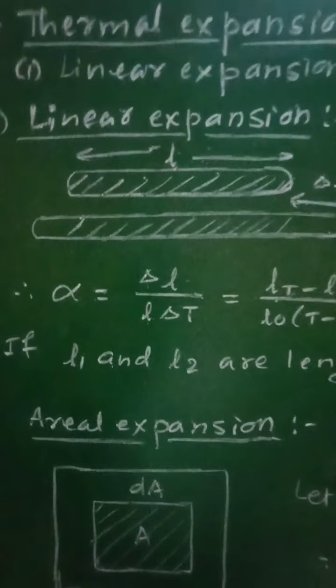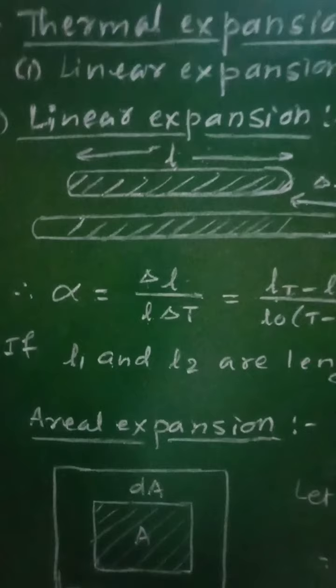Now if we consider the thermal expansion of solids, there are three different expansions of the solid, namely linear expansion, areal expansion, and volume expansion. When heat energy is supplied to any solid, then depending upon the shape of that solid, there may be a change in its length, or a change in its area, or a change in its volume, and therefore there are three types of expansion, that is linear expansion, areal expansion, and volume expansion.